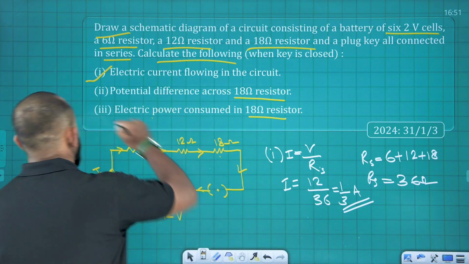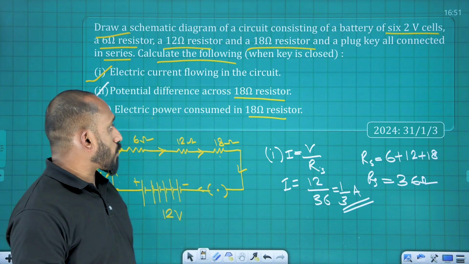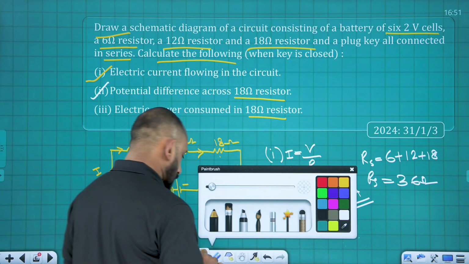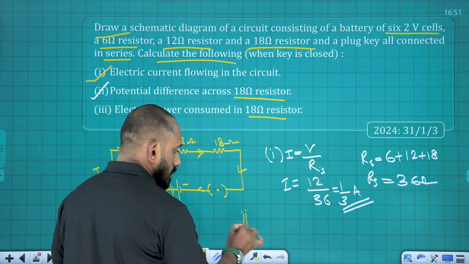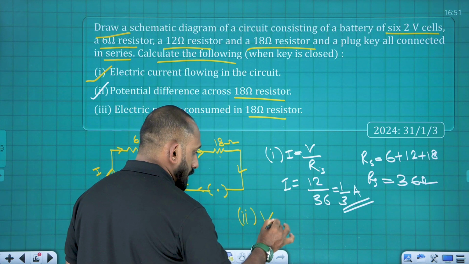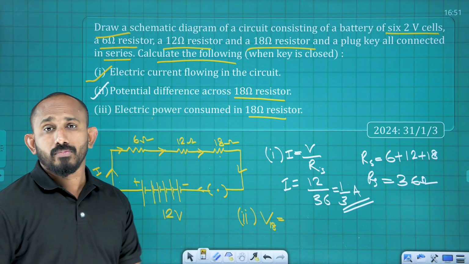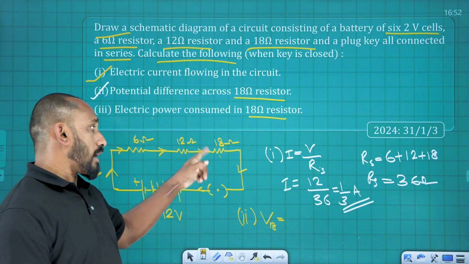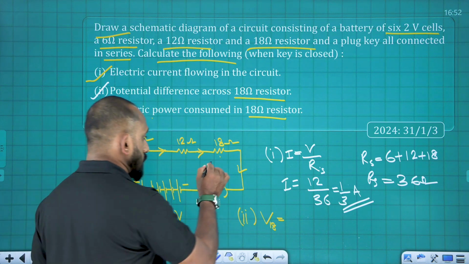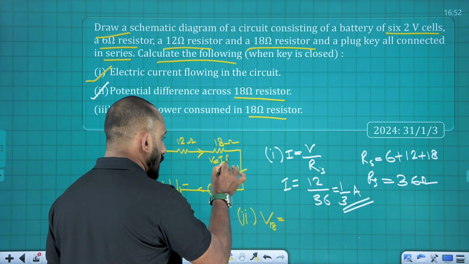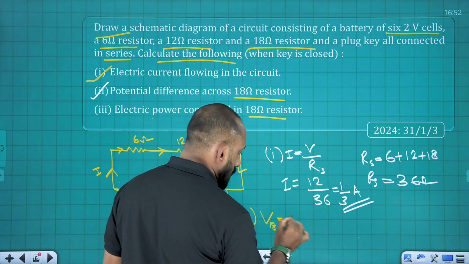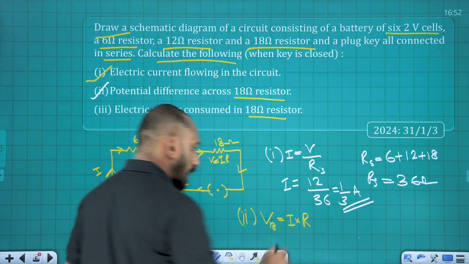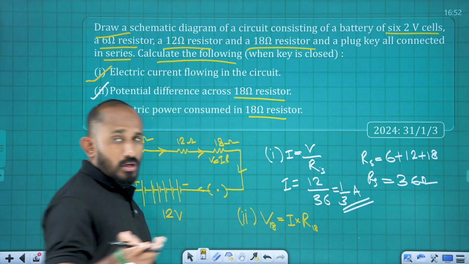Now, the second part: the potential difference across the 18 ohm resistor. So what is the potential difference across the 18 ohm resistor? Voltage across 18 ohm will be equal to current times resistance. 1 by 3 ampere is passing through it, so V is equal to I into R, with R being 18 ohm.